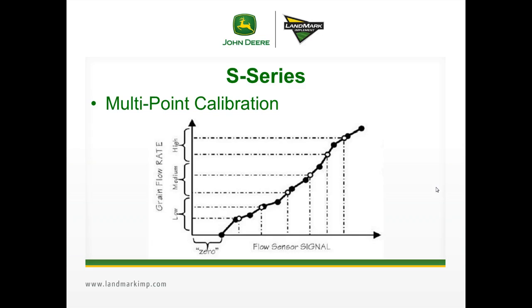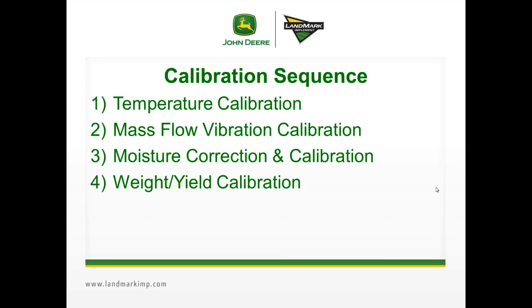On the S series machines, it's a multi-point calibration. It is far different from a 70 series machine. So if we try to calibrate our S series machine the same way that we calibrated our 70 series, it will be inaccurate. First off, we will need to go through some different calibrations before we can do our weight and yield calibration.